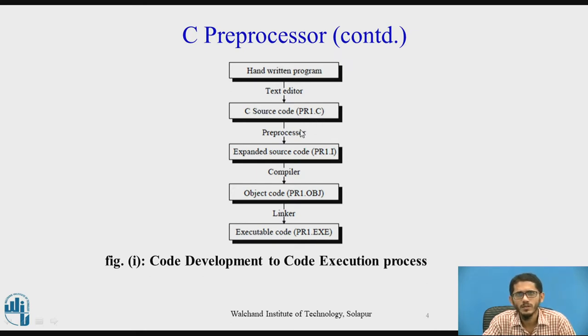Then the preprocessor comes into picture, and when this source code is passed to the preprocessor, it generates the expanded source code, say named pr1.i. Then the compiler converts that expanded source code into the object code, the file being named pr1.obj. And finally the linker comes into picture, and with the help of the linker we get the executable code pr1.exe.